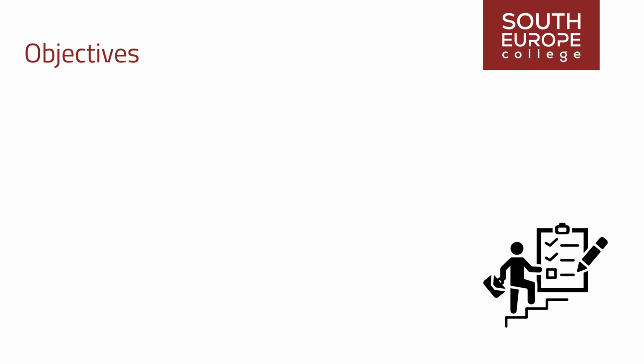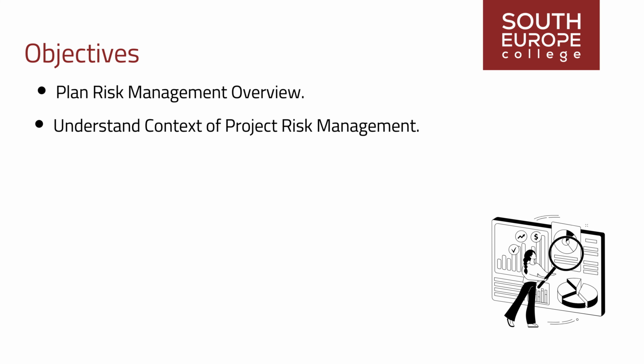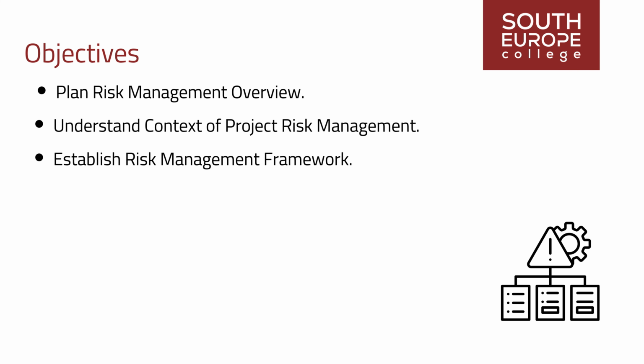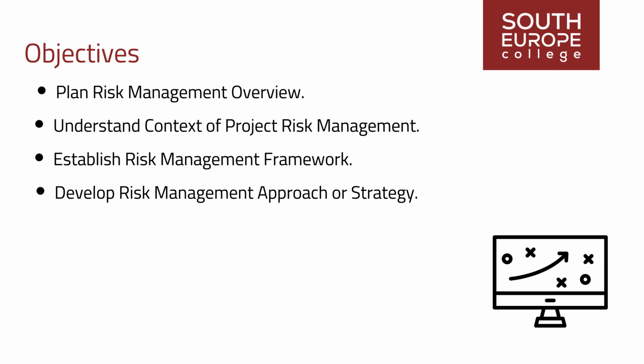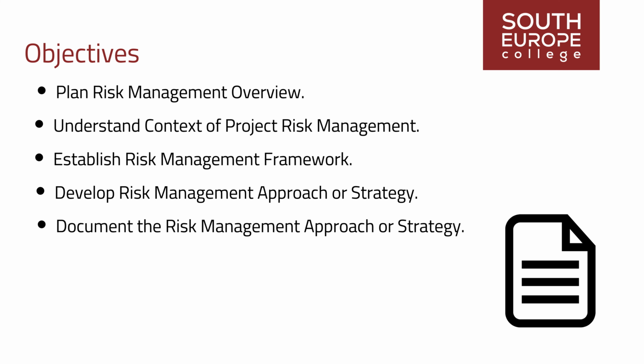Now that we understood the steps to develop a risk management plan, we will step backwards and look at the first step in risk management for the project. This lecture focuses on planning for risk management, where we understand the context of project risk management, establish a risk management framework, develop a risk management approach or strategy, and document all this in the risk management plan.